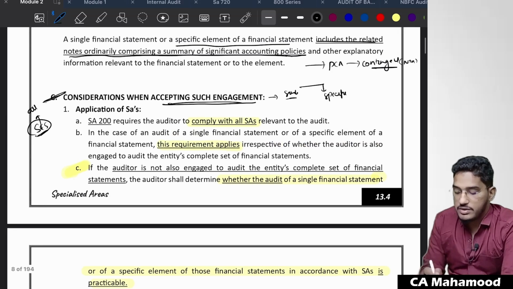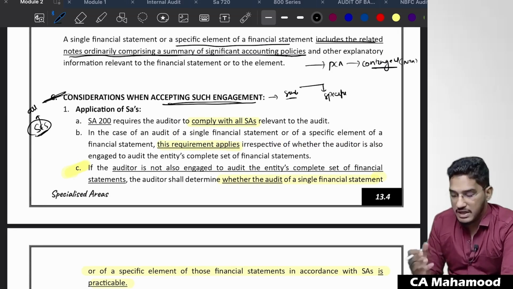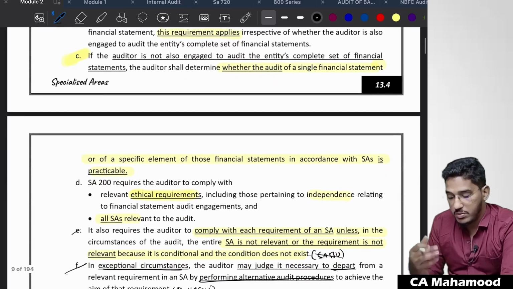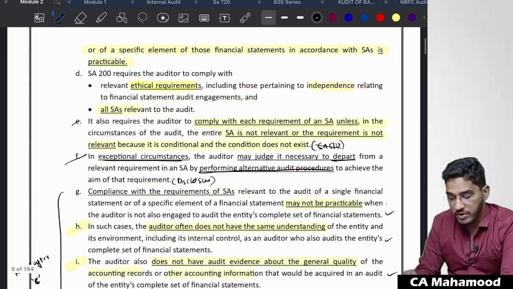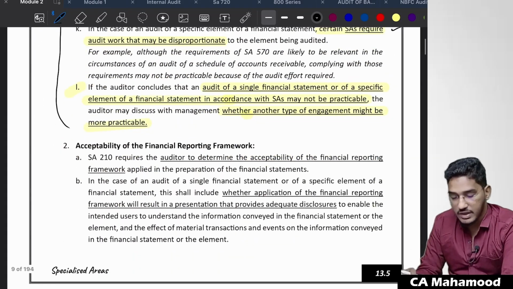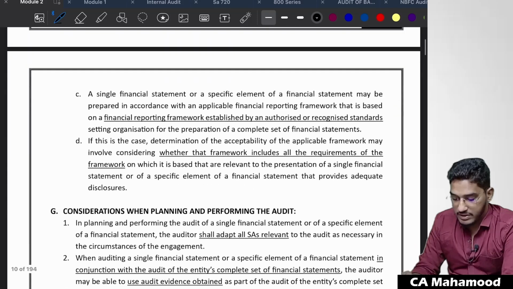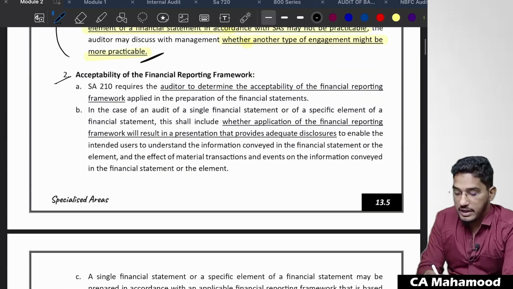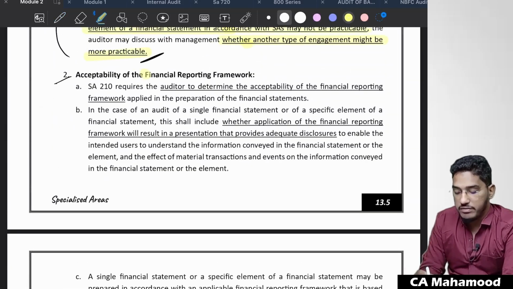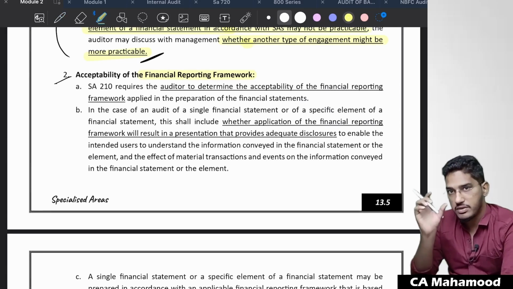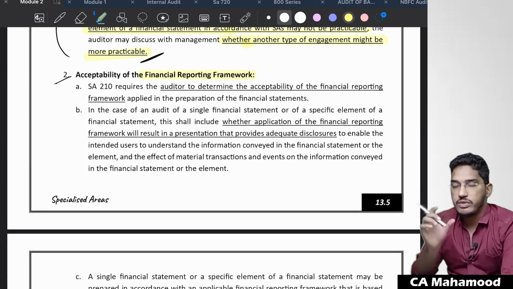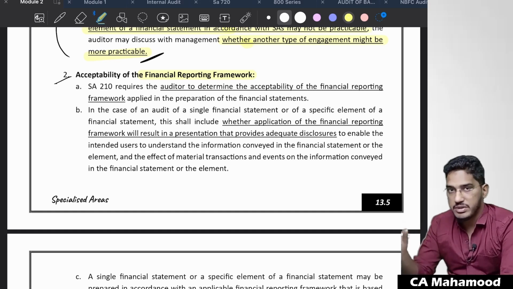So these are all the considerations which you have to keep in mind when accepting, and even if you pay attention, they told about a few things regarding performing the engagement also. Understood, right? So these are the things which you need to keep in mind. Now coming to the second part. The second part they are telling is acceptability of the financial reporting framework. Nothing but whatever rules and regulations they are following in the preparation of that single financial statement, you need to determine whether it is acceptable or not.